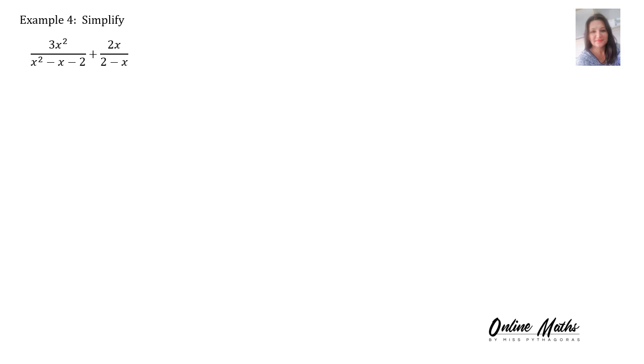Example 4, simplify. So your two terms are separated by a plus, therefore you're going to find an LCD. The first problem is that the trinomial as the denominator needs to be factorized. So you're going to say the factors of 2 are 2 and 1. You want the middle term to be minus 1. How can 2 and 1 give you negative 1? Negative 2 plus 1 is negative 1. And then you add your x's there and you add brackets.